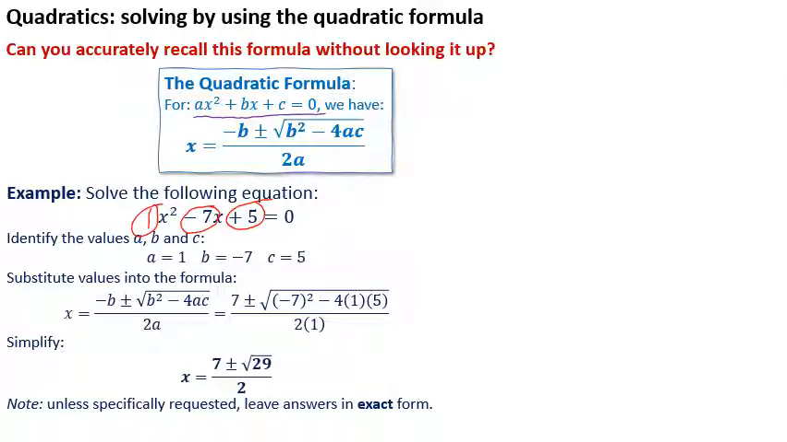Another thing to point out here is that unless the question asks you for it, you should always leave your answers in exact form, which generally means if there are surds involved, then you need to still have surds in your final answer.